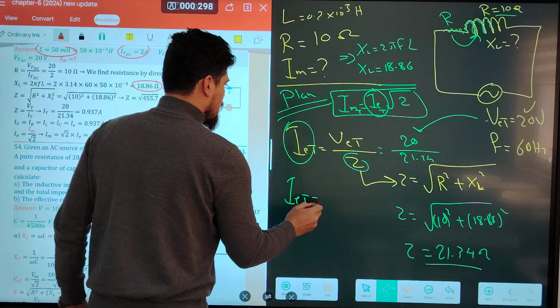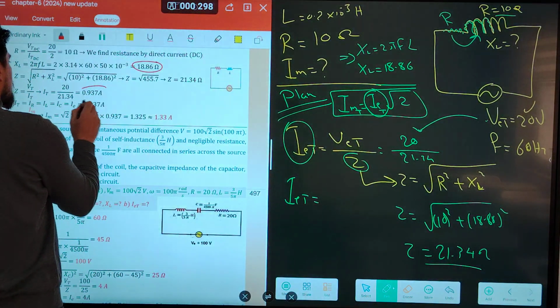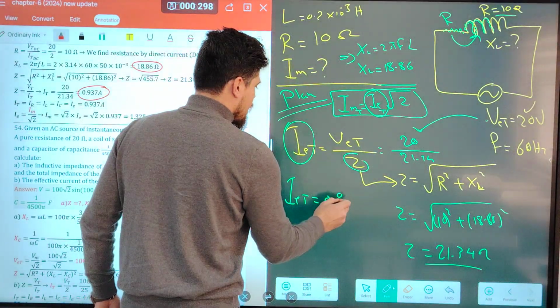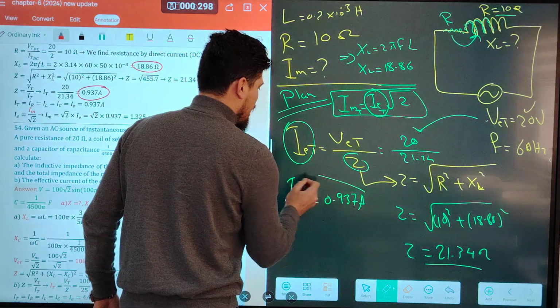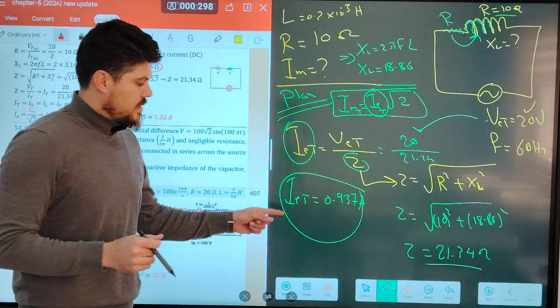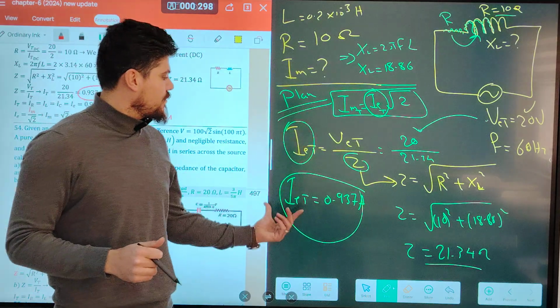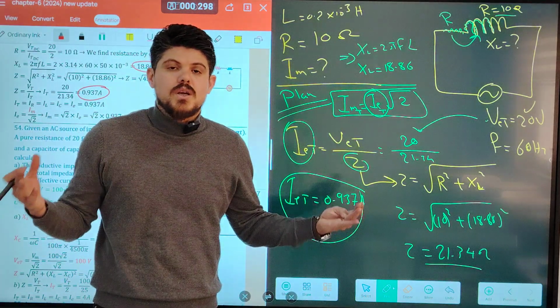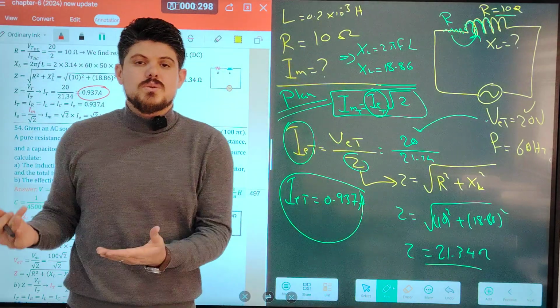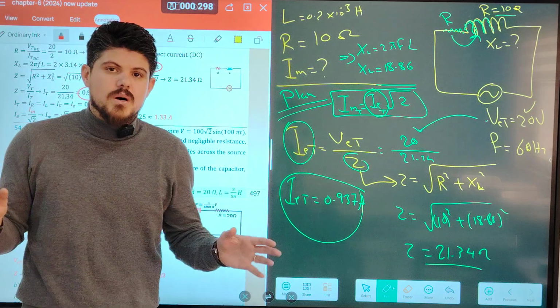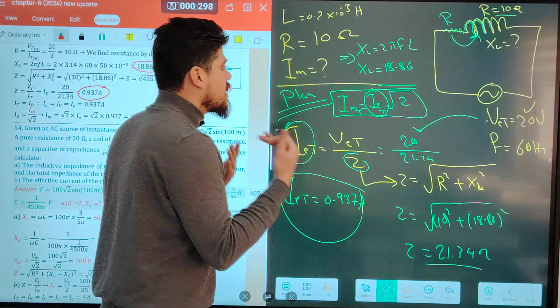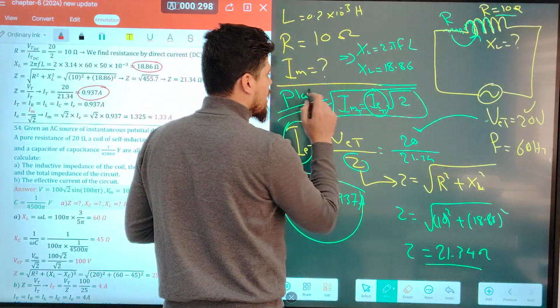Now, IE total is equal to what? IE total is equal to 0.937 ampere. What is this? Is this the maximum value of the current? No. So we have to find what? Effective or maximum? Maximum. Is the maximum value of the current equal to the effective value of the current? No, absolutely no. It's different.